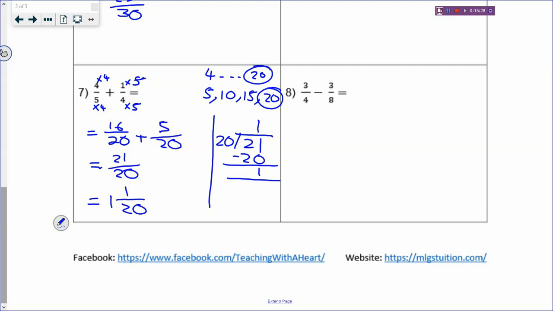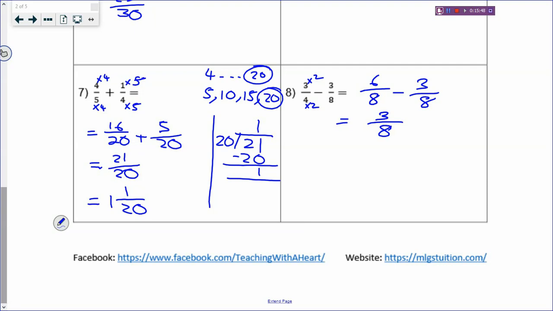Okay? Alright, another example. How do you subtract? You make the denominator the same. So I can just times 2, and then on top also times 2. And I get 6 over 8 minus 3 over 8. And my answer will be 3 over 8. Right? So that's quite easy.